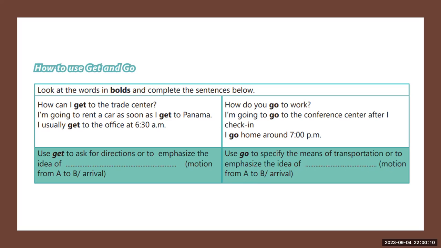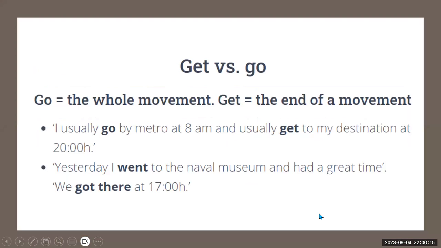Okay, let me see the time that we have now. Hold on a second. Let me move a little bit. Take a look at this one. Get versus go. Go is equal to the whole movement. Get is the end of the movement. Do you get that message? Go is equal to the whole movement, and get is the end of the movement. For example, I usually go by metro at 8 a.m. and usually get to my destination at 8 o'clock.